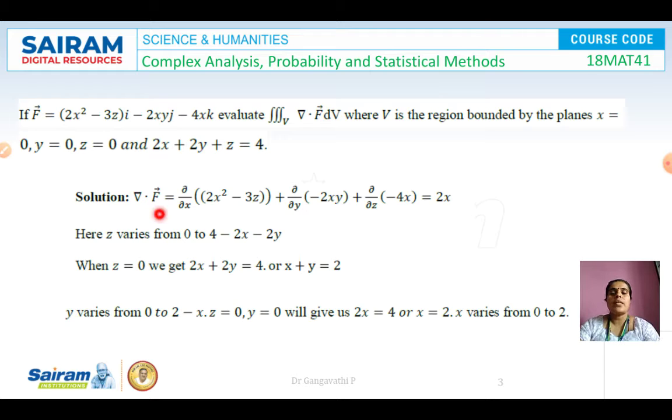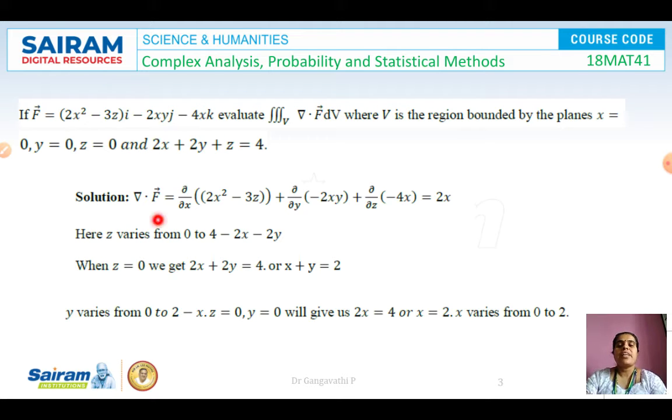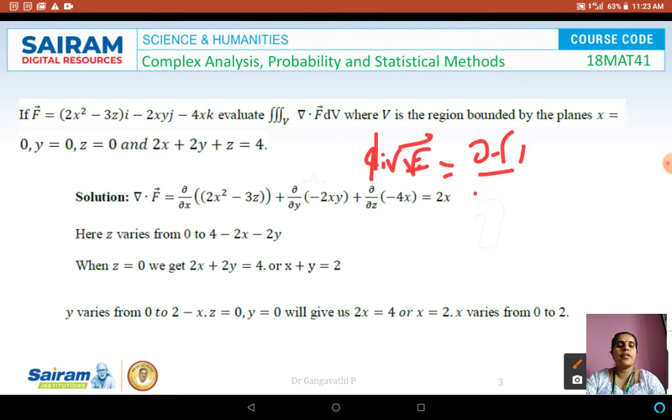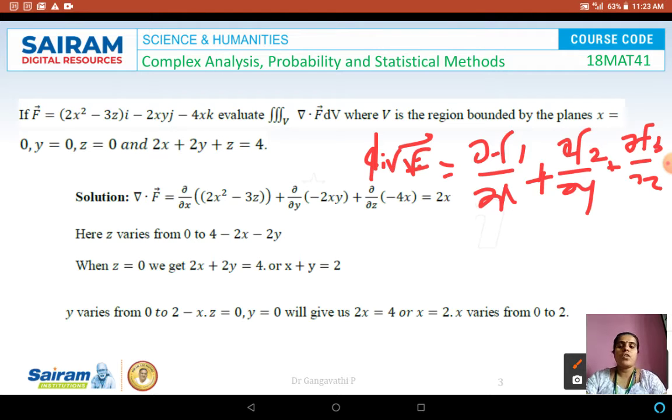So what is del? Del is nothing but dou by dou x i plus dou by dou y j plus dou by dou z k cap. We all know that very well. And vector f is given, so we take the dot product between them. This is dou f1 by dou x. So the divergence of f is dou f1 by dou x plus dou f2 by dou y plus dou f3 by dou z. This is the divergence of f.